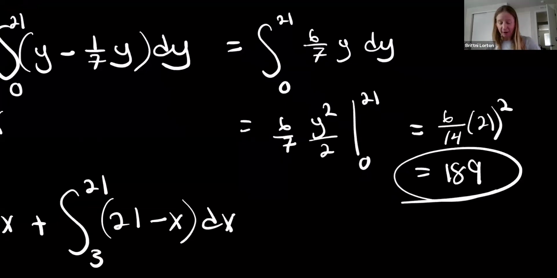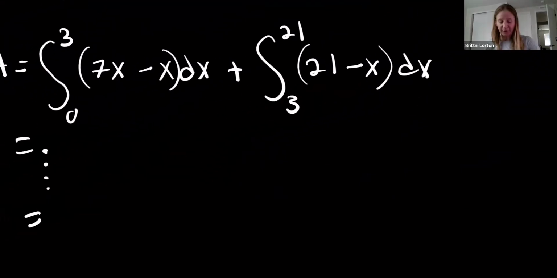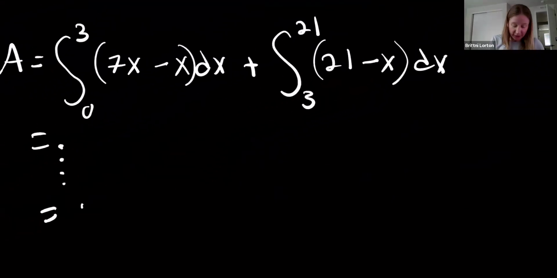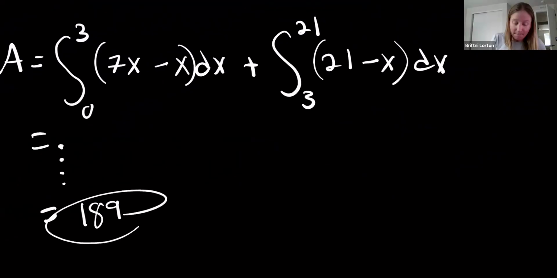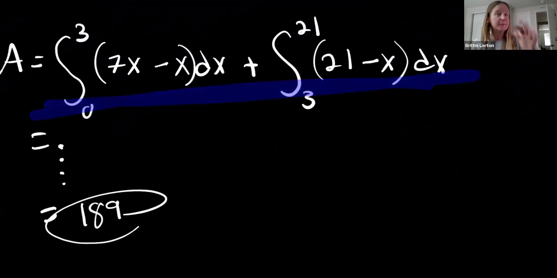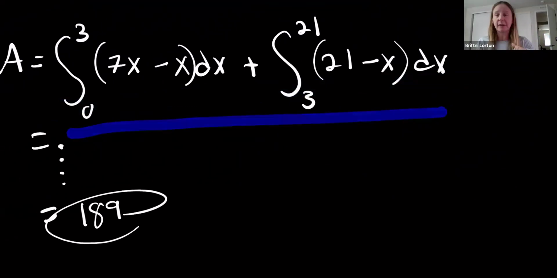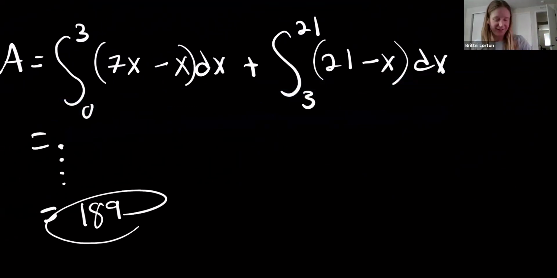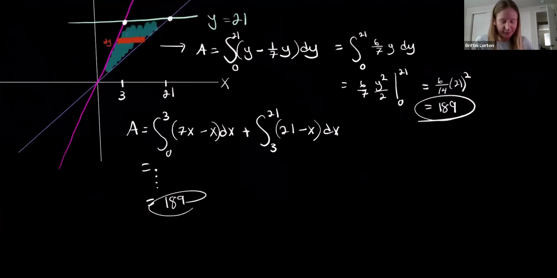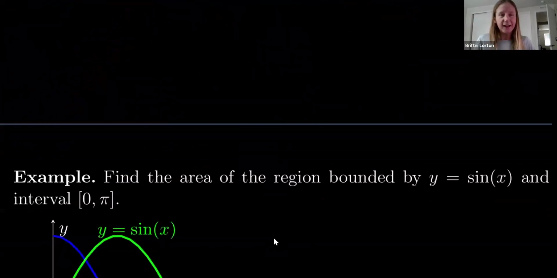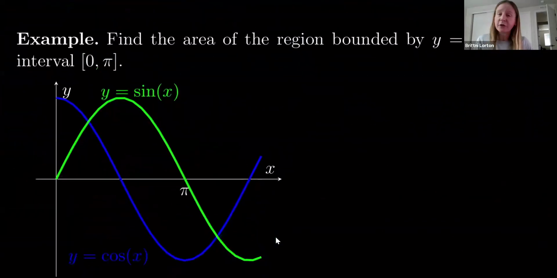Ta-da. If I were to go back and do the work for my first setup, all that work, I would have gotten the same number combining both of those integrals. Take a second, pause the video, see if you can do both of those integrals and still get the same number. All right, let's keep going with our area between curves. Another example is going to be some with trig.